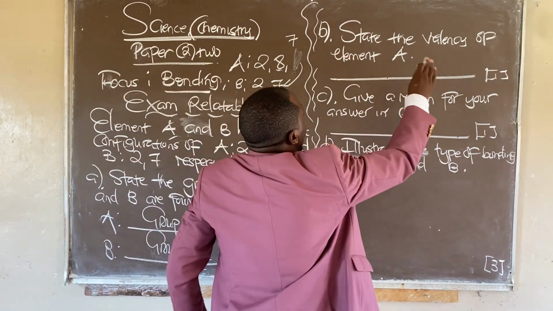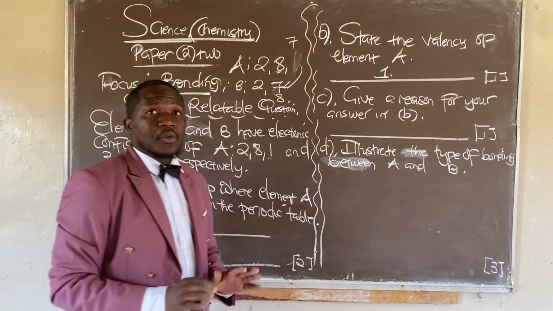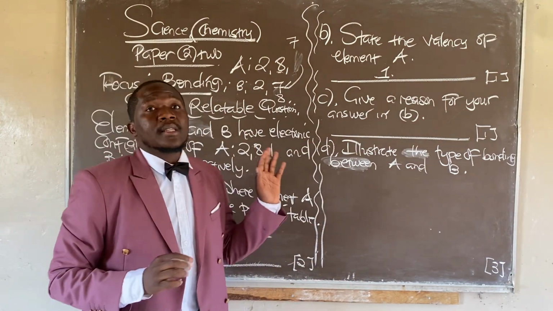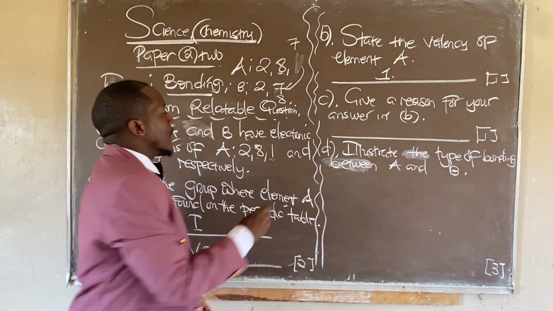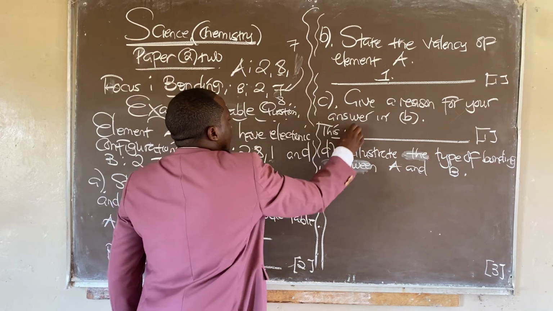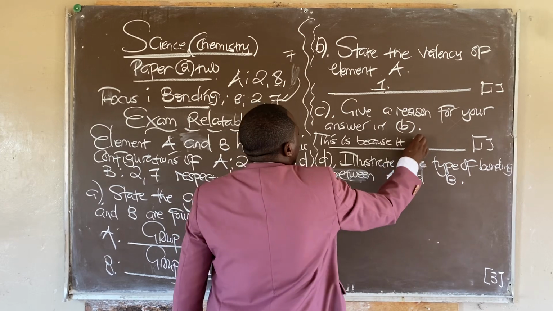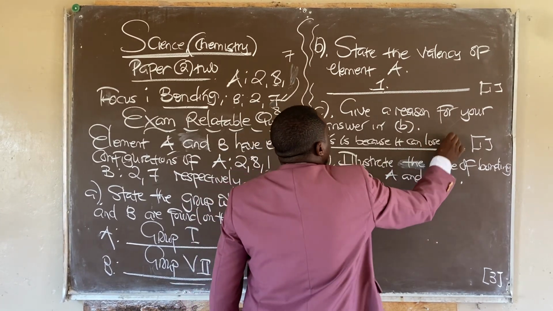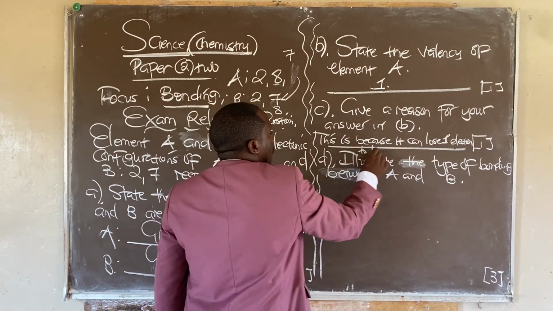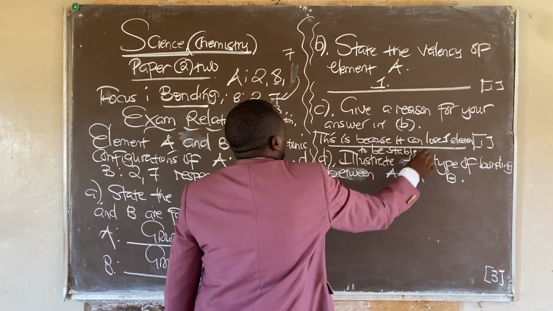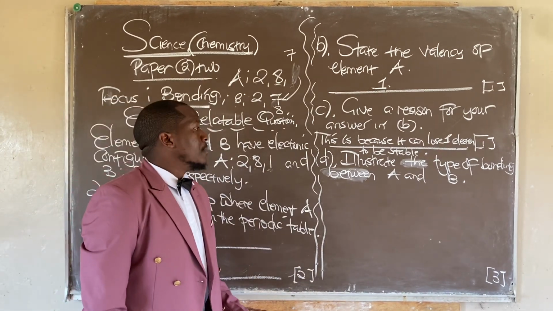So state the valence for element A. We're going to say the valence is 1. The valence is written in an Arabic numeral instead of a Roman numeral because it's a countable number. Then give a reason for your answer. We're going to say this is because it can lose 1 electron to be stable.